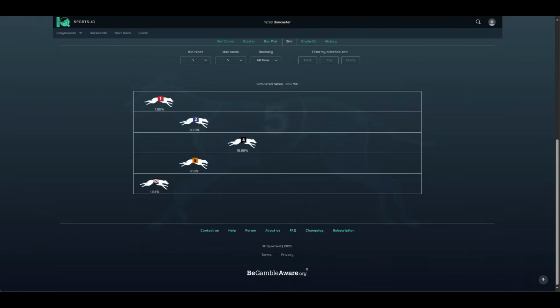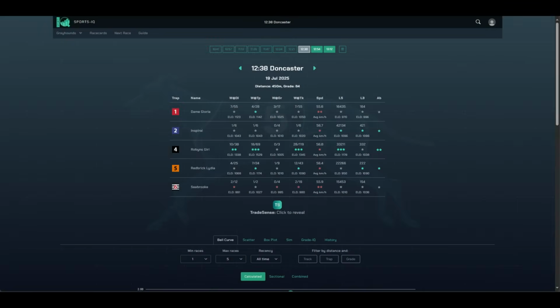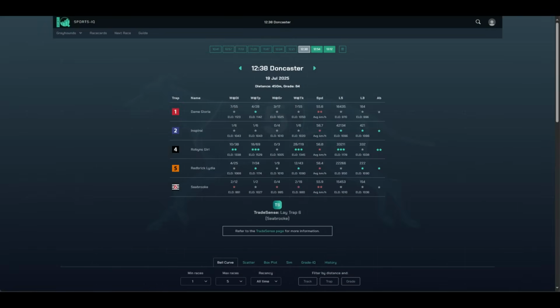Heading over to the simulation, we simulate 1 million races using recent data, and here's what we get. Trap 4 wins 46.68% of simulations, and Trap 6 just 2.8%. That gives Trap 6 an implied price of 35.71. Now heading back up to the top, let's see what TradeSense is giving us. And boom, to top it all off, TradeSense triggers a lay signal on Trap 6, the perfect final confirmation.